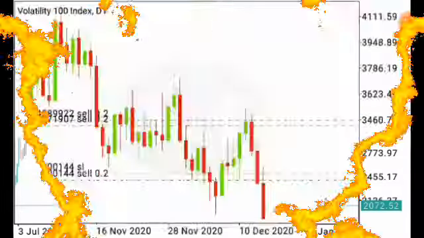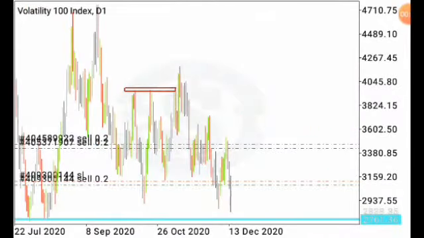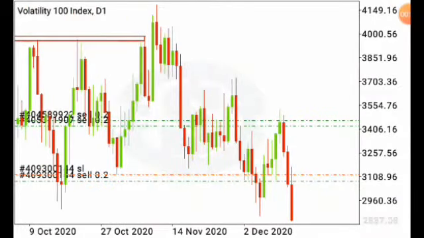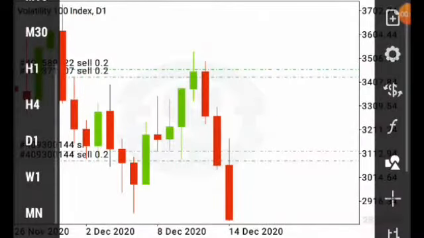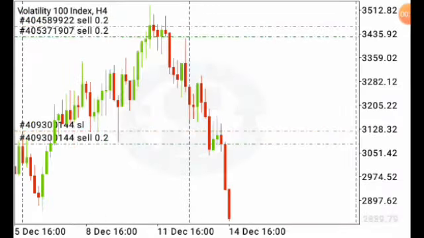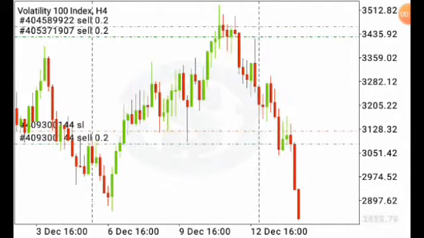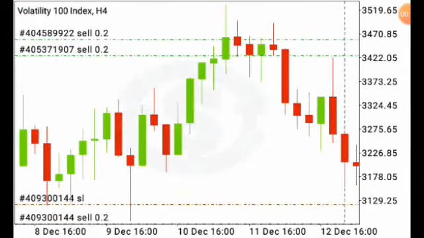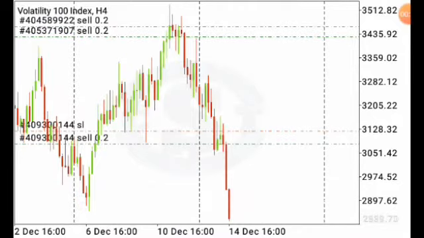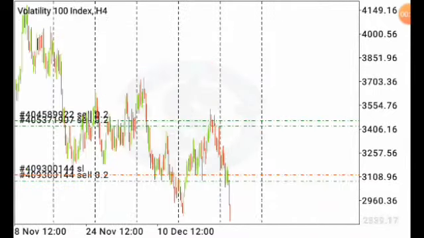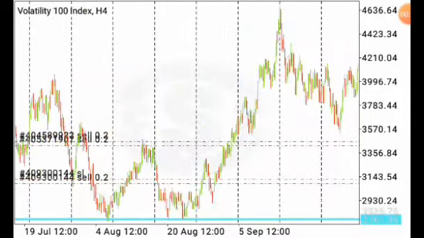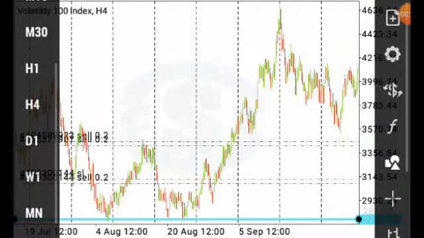Hello guys, here we have price almost hitting our level. This is the daily chart of the volatility 100 index. So now this is the 4-hour. I'm looking to open the 4-hour chart. Yeah, this is the 4-hour chart. So look at the sell on top there. This sell has been going on for 3 days now, and that is the point where I have the level I'm expecting price to reach to.